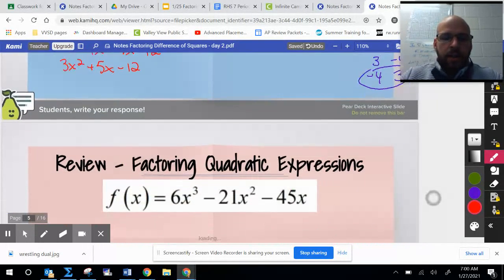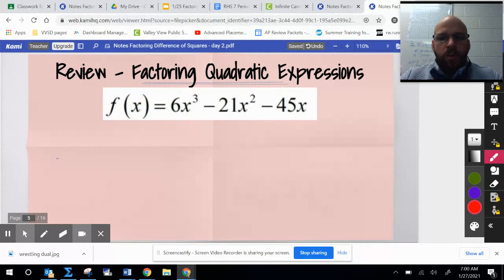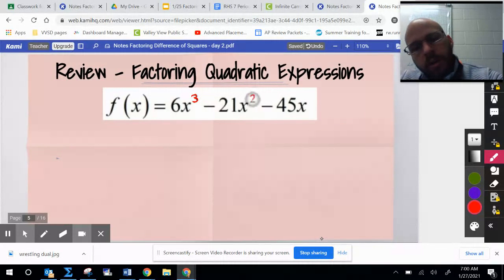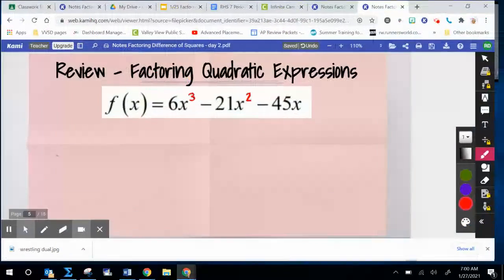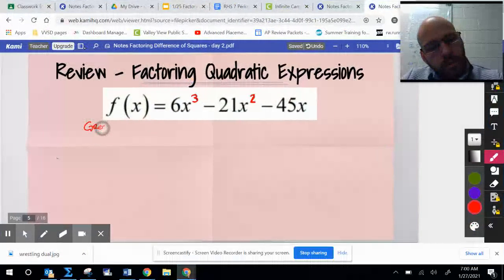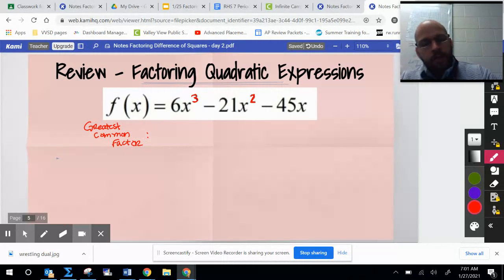All right. Now, some things that we have to watch out for. We have to watch out for when this is cubed. So if this is cubed up here, we need to start looking for a GCF. We need to start taking out a greatest common factor. So what I'm going to do is look for the largest term that can divide all of those individual pieces. So if I look at 6x cubed, -21x squared, 45x, what's the biggest number or term that can divide those things?